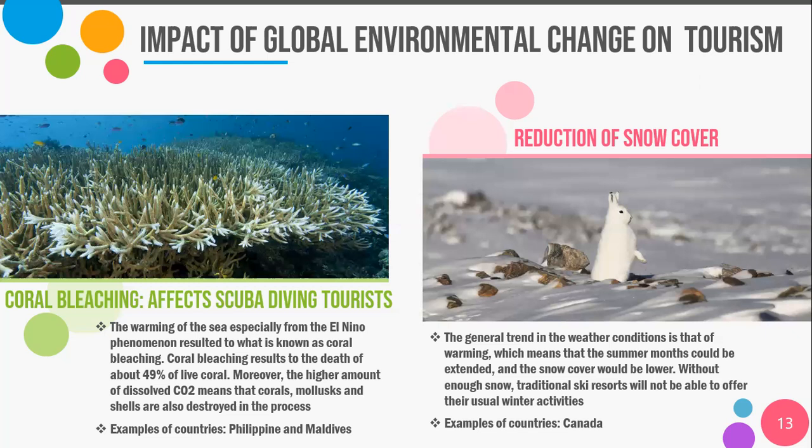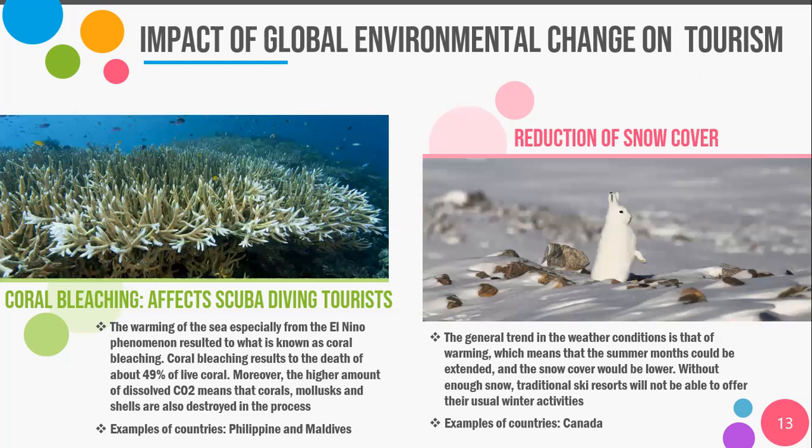But coral, karang, batu karang, if it is dead, it becomes white. Coral bleaching results in the death of about 49 percent of live coral, and a high amount of dissolved CO2 means the coral, mollusks, and shells are destroyed in the process.